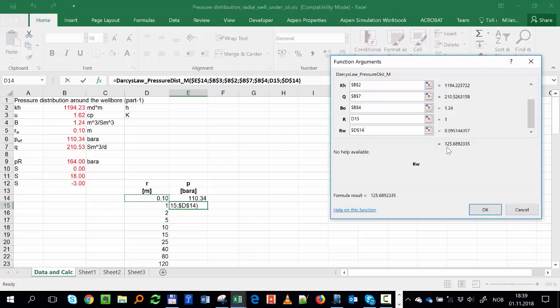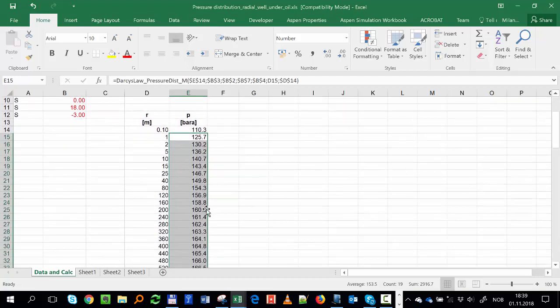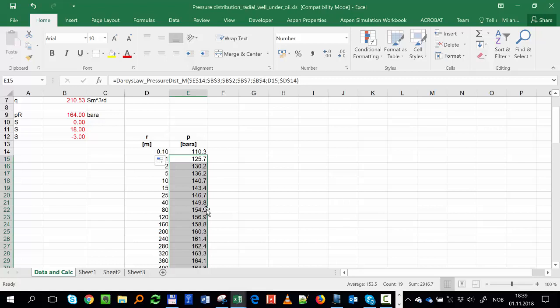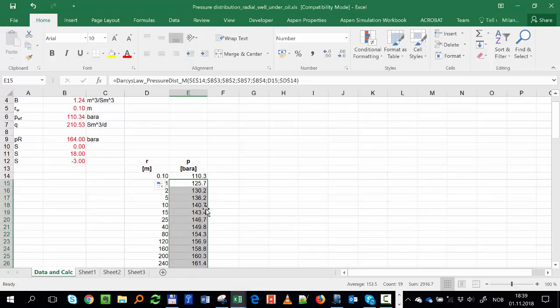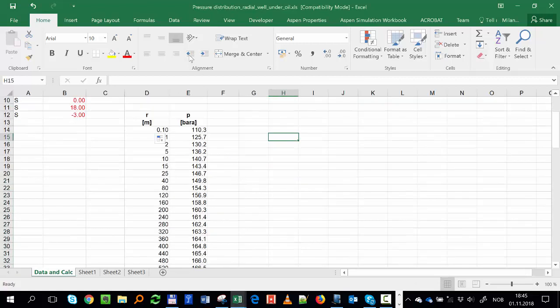125, that's what I'm getting. The pressure is increasing, which makes sense. When I'm going away from the wellbore, the pressure should be increasing. Then I'm going to drag it down. Are you getting similar numbers? Okay, so let's make that plot.